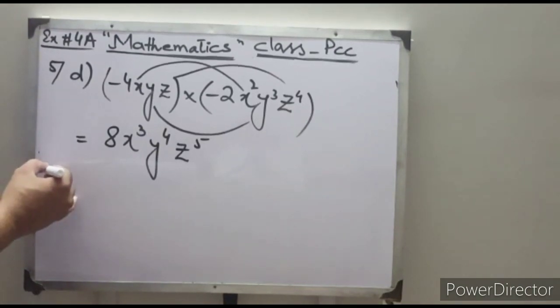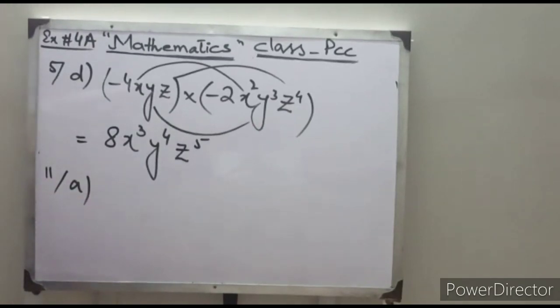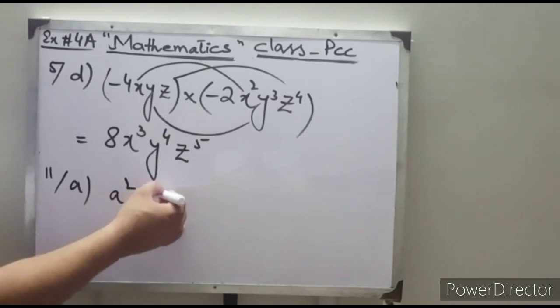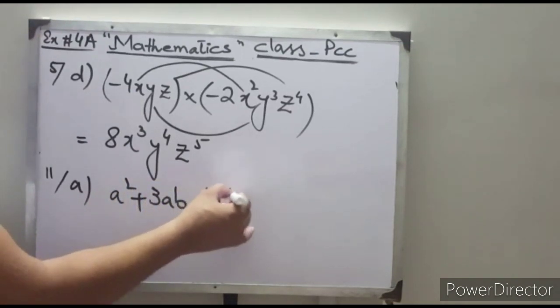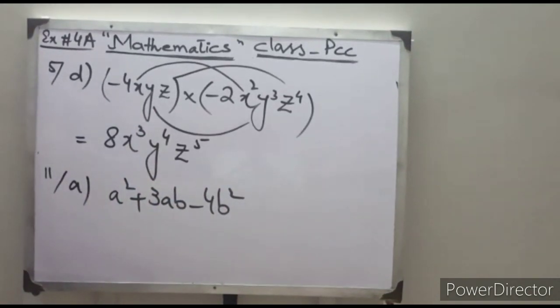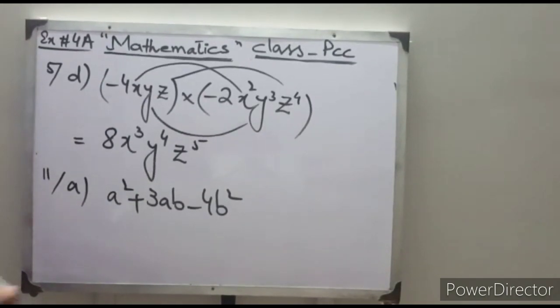See question number 11 part A. a square plus 3ab minus 4b square. You can see this question contains more than one variable, a and b. Now we have to factorize this expression.